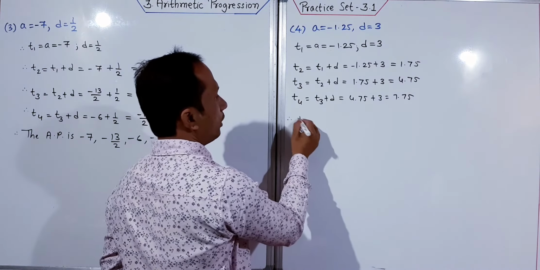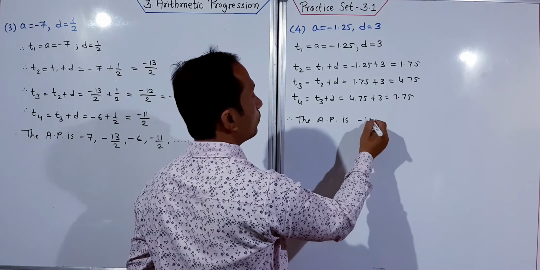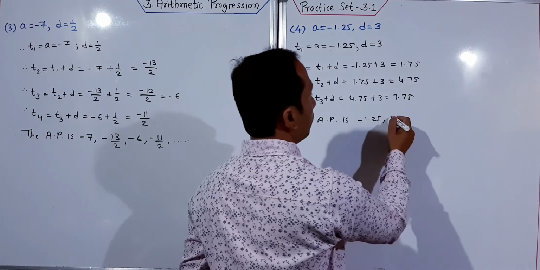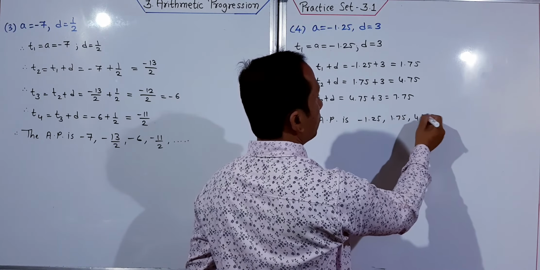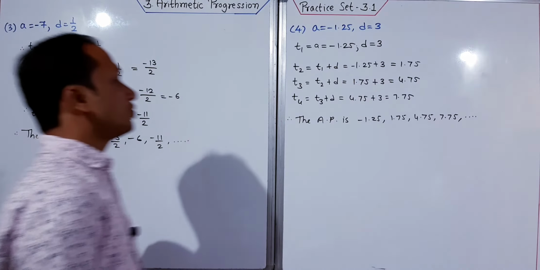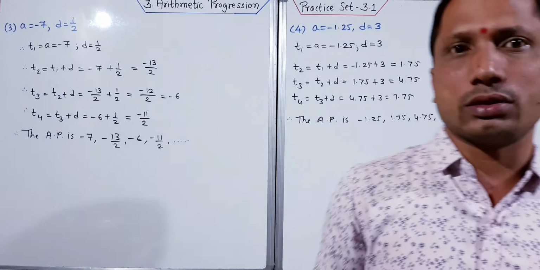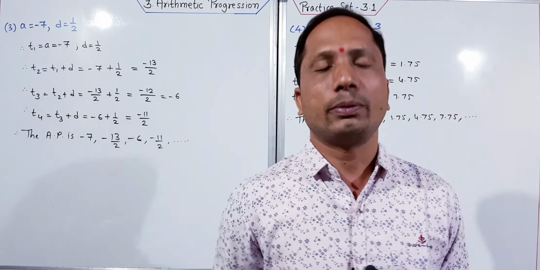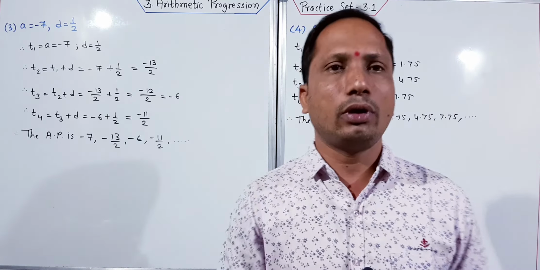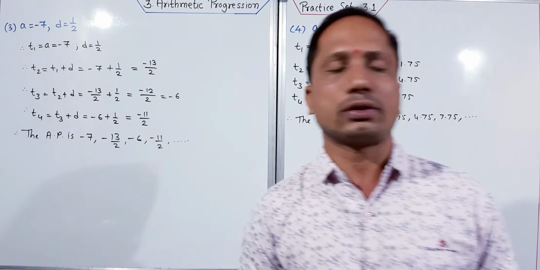Then the AP is, what is AP? First is minus 1.25, then 1.75, then 4.75, then 7.75, and so on, like this. So in this way you have to solve this. This is very easy because only calculation is involved in this case. If your calculation is very perfect, you will absolutely get the correct answers for all the questions given for an AP. So this is problem number 4 and this is for your practice, and now we're going to solve problem number 5 and 6.